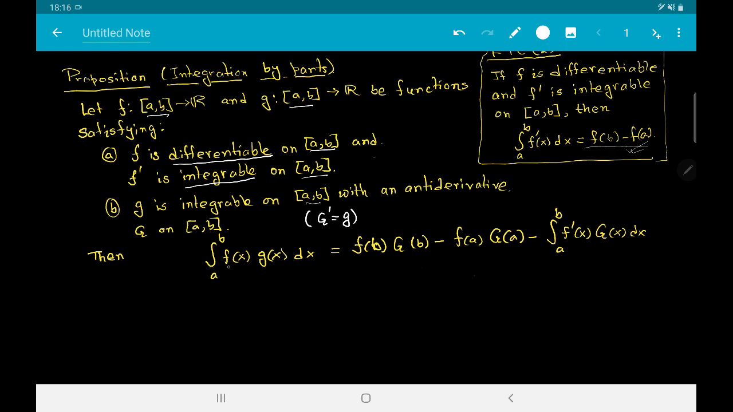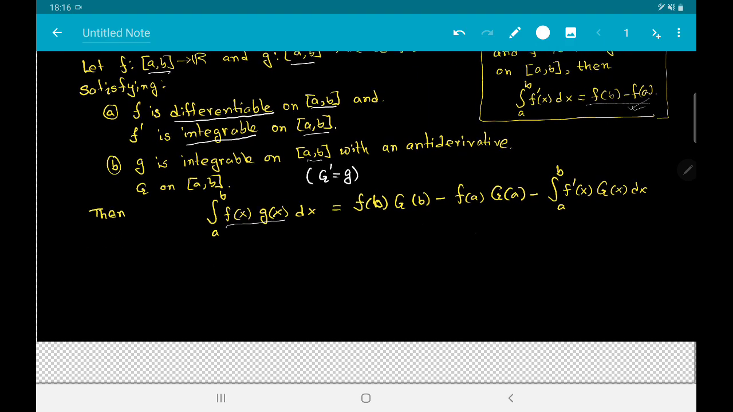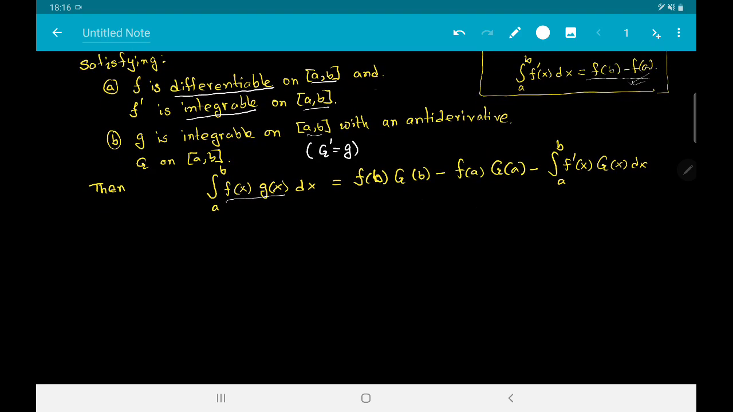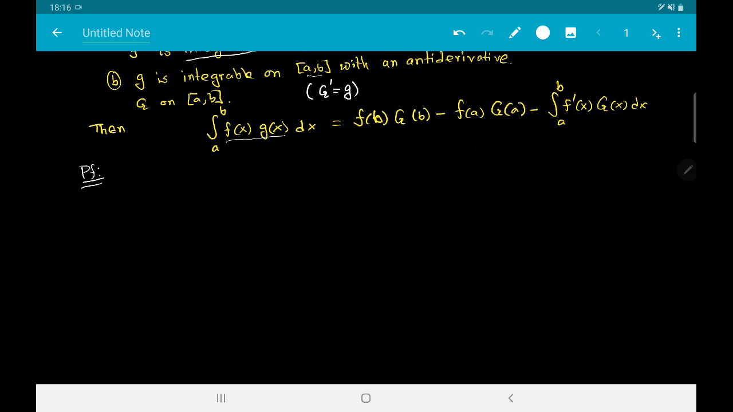Then if we try to compute the integral of f(x) g(x) in the closed interval ab, what we are going to get is f(b) times big G(b) minus small f(a) times big G(a) minus the integral of the function f prime x times big G(x) on the closed interval ab. So let me try to prove this for you. The proof is not difficult, I must admit, and this is why it is important to know the proof of this kind of things.